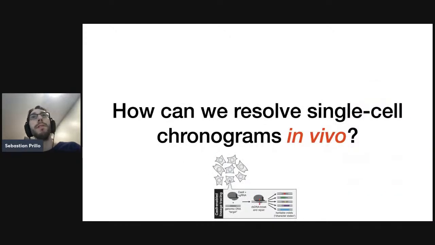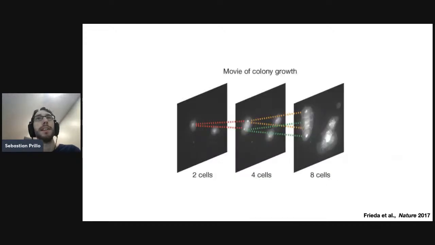So how can we estimate these single-cell chronograms in vivo? And this is a tricky thing, because if we're looking at a population of cells growing under the microscope on a dish, this isn't necessarily all that hard, because you just keep track of when cell division events happen, when cell death events happen, and by doing that, you can just map out the single-cell chronogram for this population.